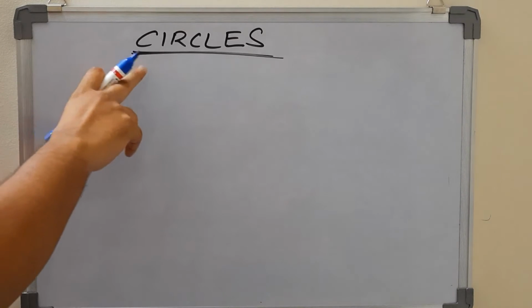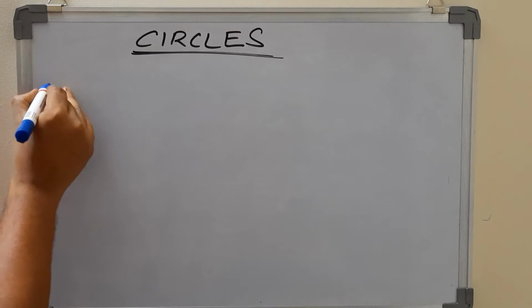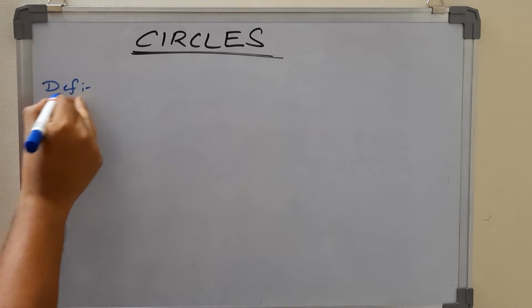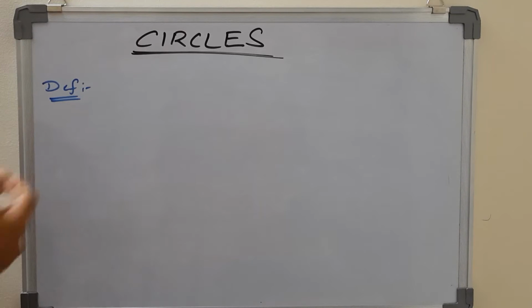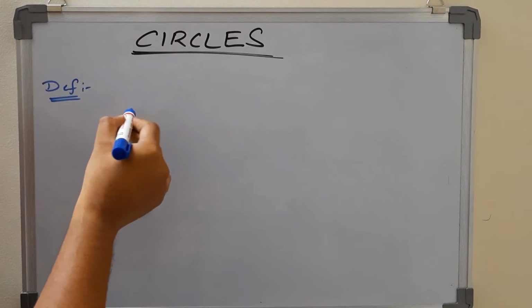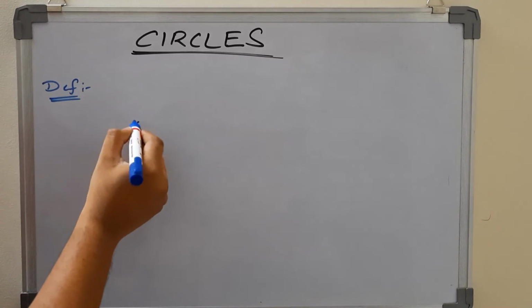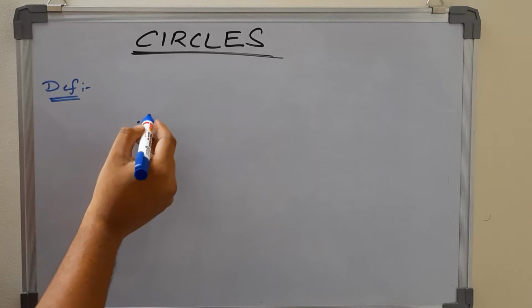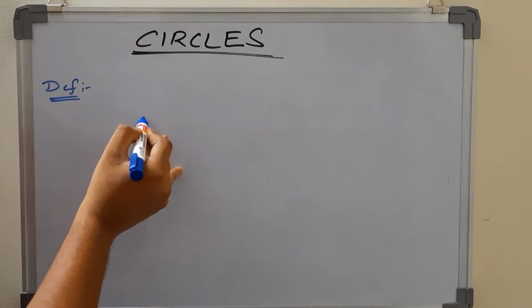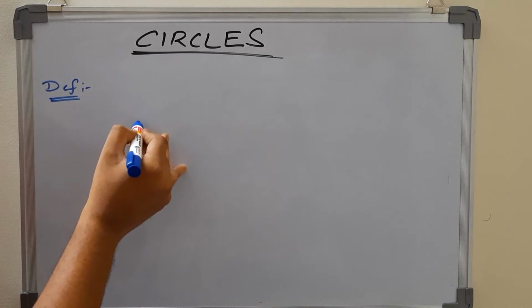We are going to discuss circles here. What is a circle? First of all, know the definition of circle. The definition can be written as the locus of a point in the plane, this is a plane, right? This is a fixed point. The locus of a point in the plane such that its distance from a fixed point.